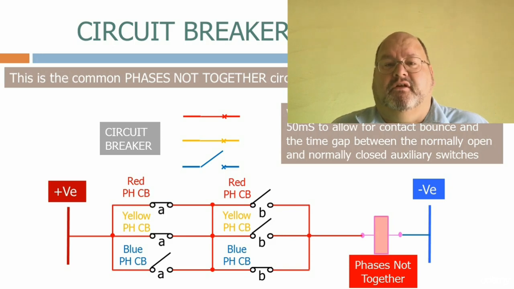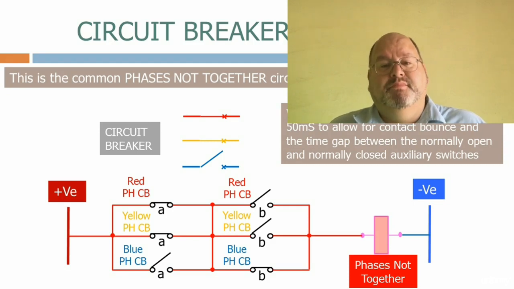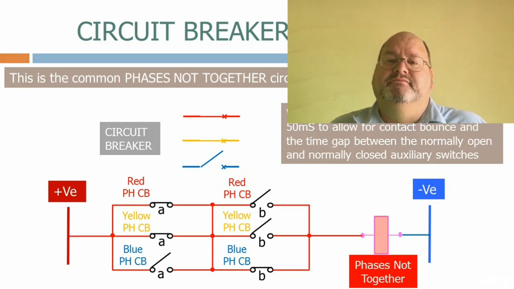A Phases Not Together fault normally occurs due to a mechanical failure of the circuit breaker mechanism on one of the circuit breaker phases. The Phases Not Together protection will detect that one of the circuit breaker phases fails to operate or operates later than the other circuit breakers. Both of these conditions will cause a serious issue on the loads on the three-phase network. The faulty circuit breaker will normally be taken out of service by the control room operator until the affected circuit breaker is repaired.